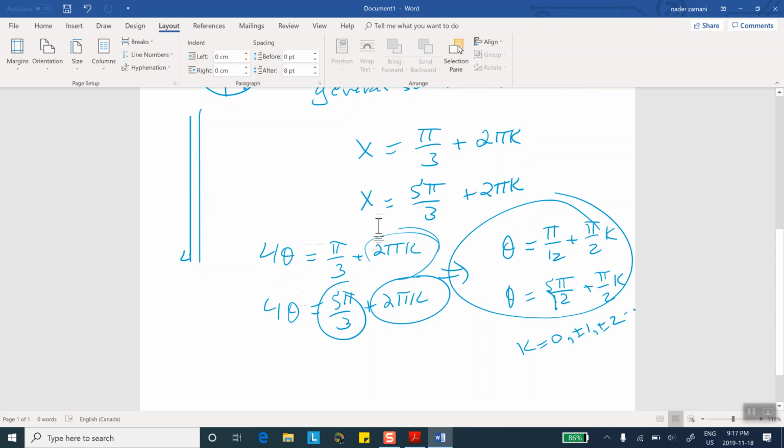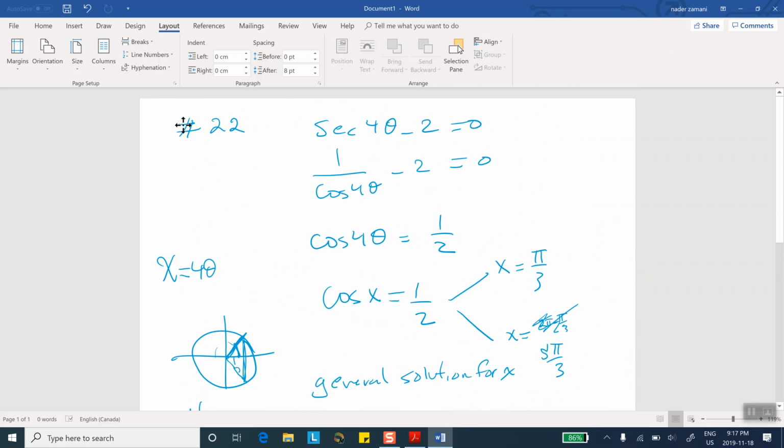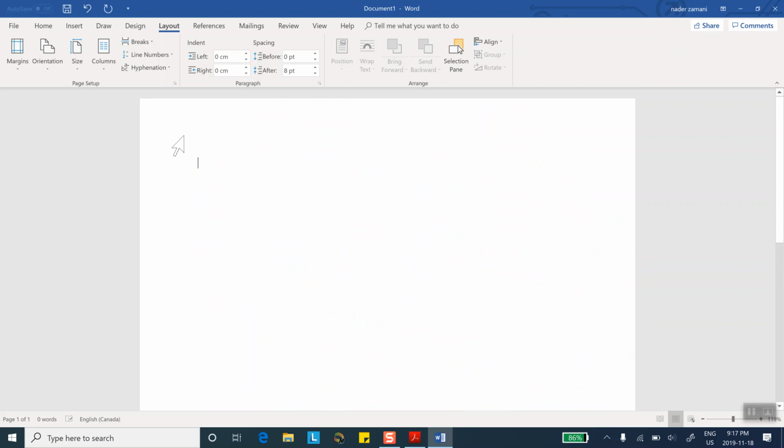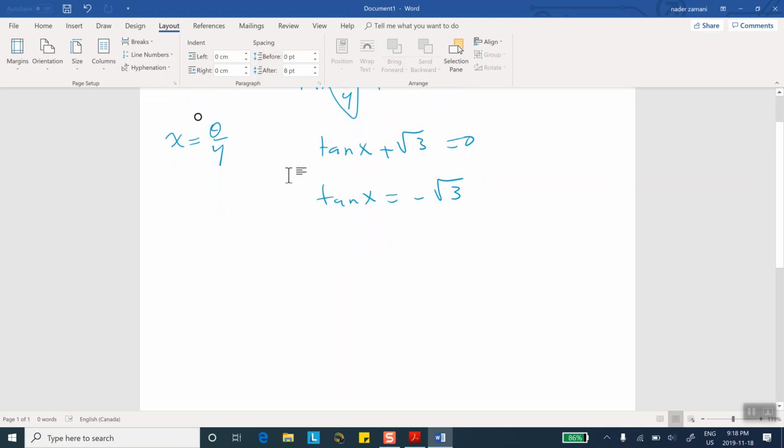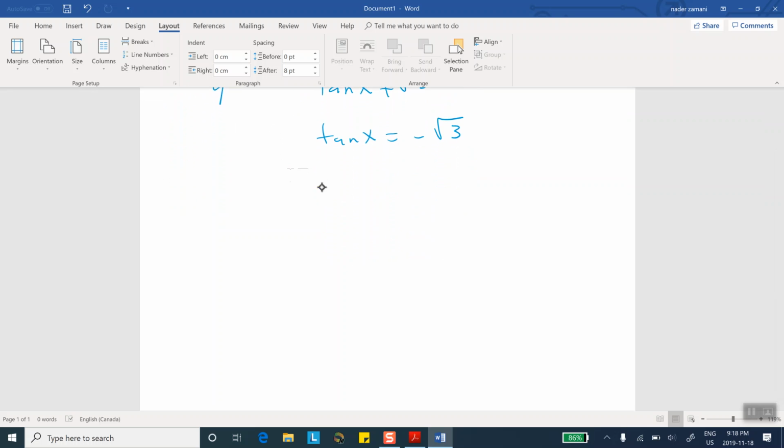Last problem, number 24. We have tangent of theta over 4 plus root 3 equal to 0. Now, I don't like this, so I'm going to call it x. X equal to theta over 4. So we have tangent of x plus root 3 equal to 0, or tangent of x equal to minus root 3. And let me remind you, we did a problem like that in the earlier video segment. So we came up with x equal to minus pi over 3.